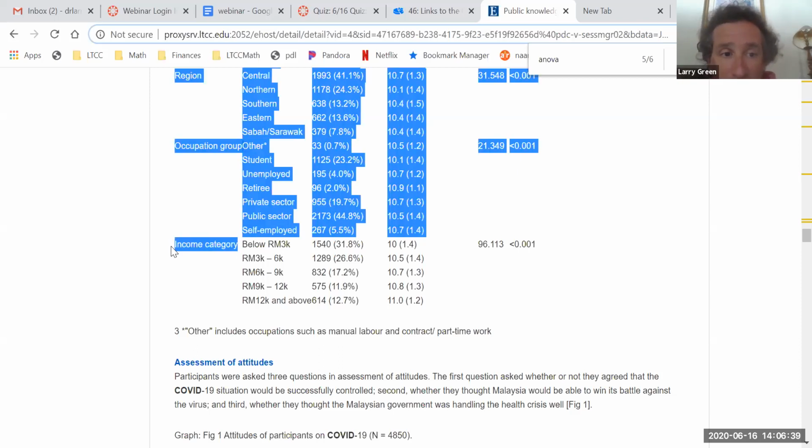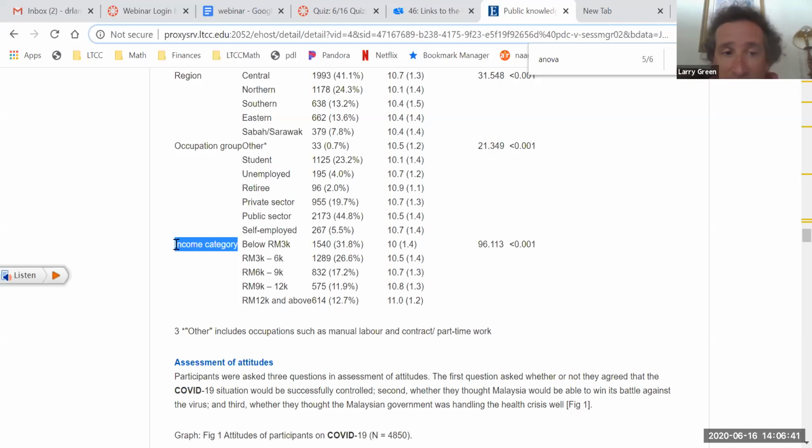Similarly, income category. You can't use a t-test because you've got 5 different income categories, and you're comparing the different income groups and how much they know about COVID-19. So again, this is going to be an ANOVA. ANOVA is used again when you have multiple groups, and each person is answering a quantitative question.